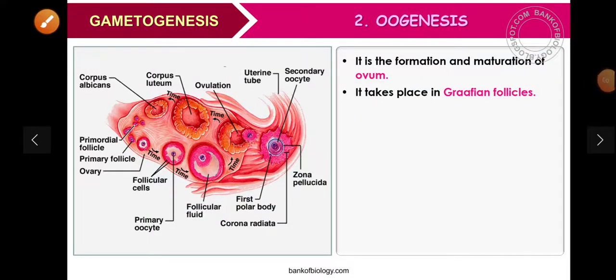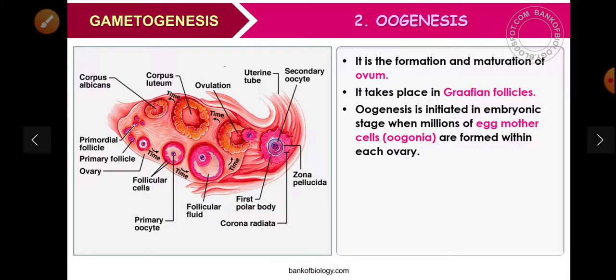Good morning, students. Today we will study about oogenesis. It is the formation and maturation of ovum. It takes place in Graafian follicle.